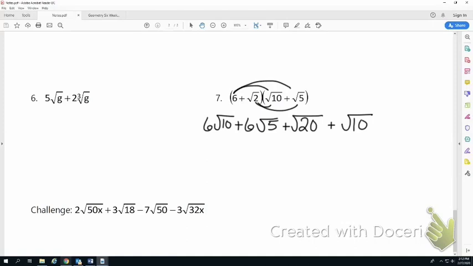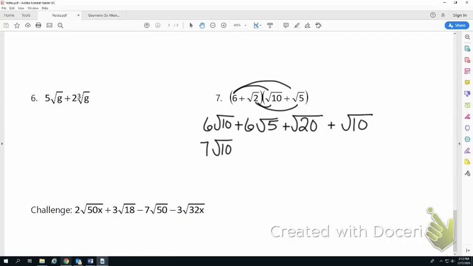So let's look at this from here. First, are there any like terms that I can combine? Yes. What? 6 and 1. Okay, 6 plus 1 is 7. So the first term and the last term. Where'd you get the 6 and 1? Wait. Oh, I see. 6 square roots of 10 plus 1 square root of 10 is 7 square roots of 10. So now looking at these two, can I combine these two?